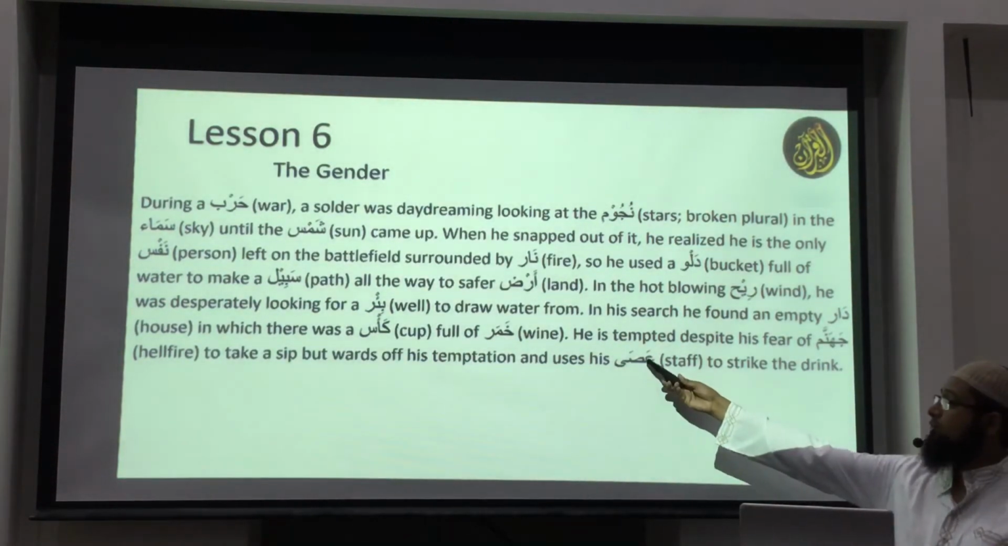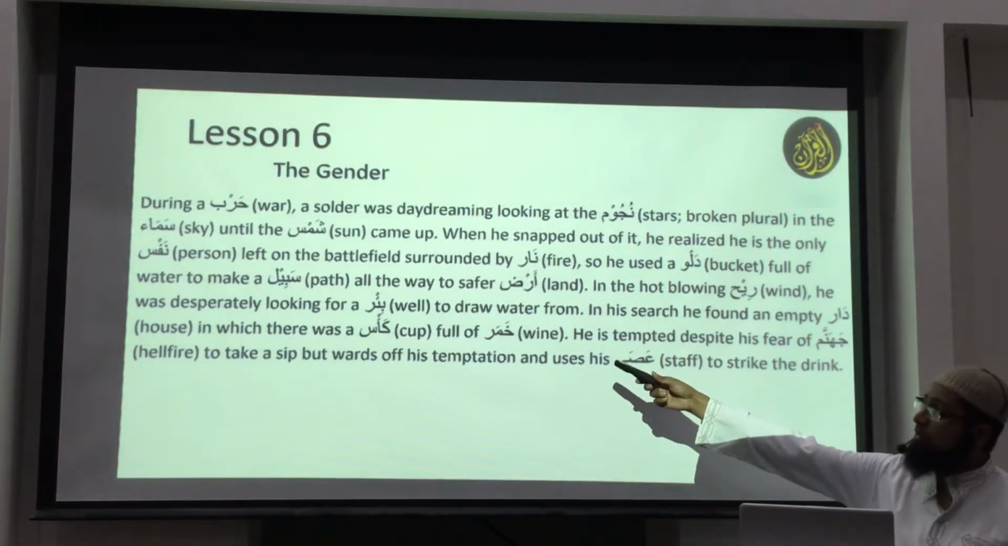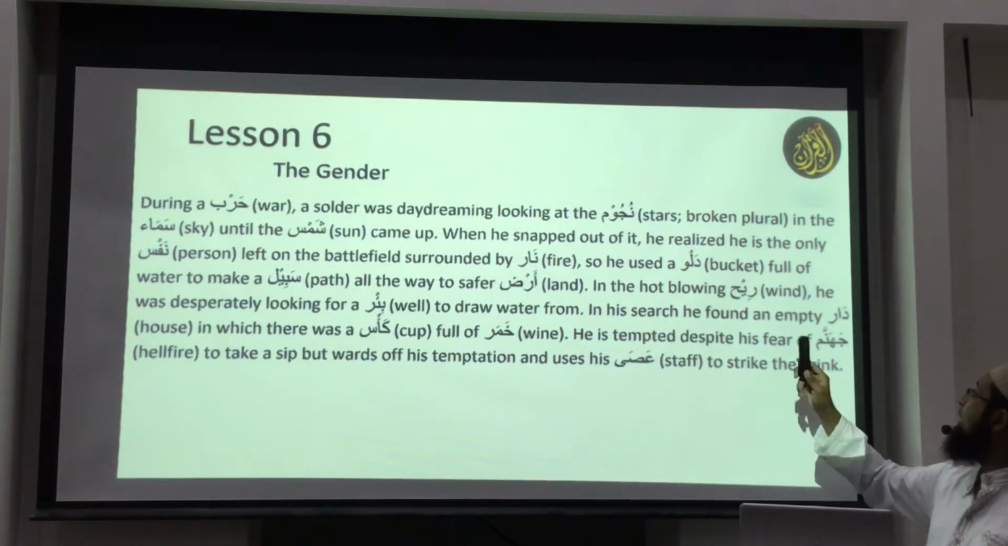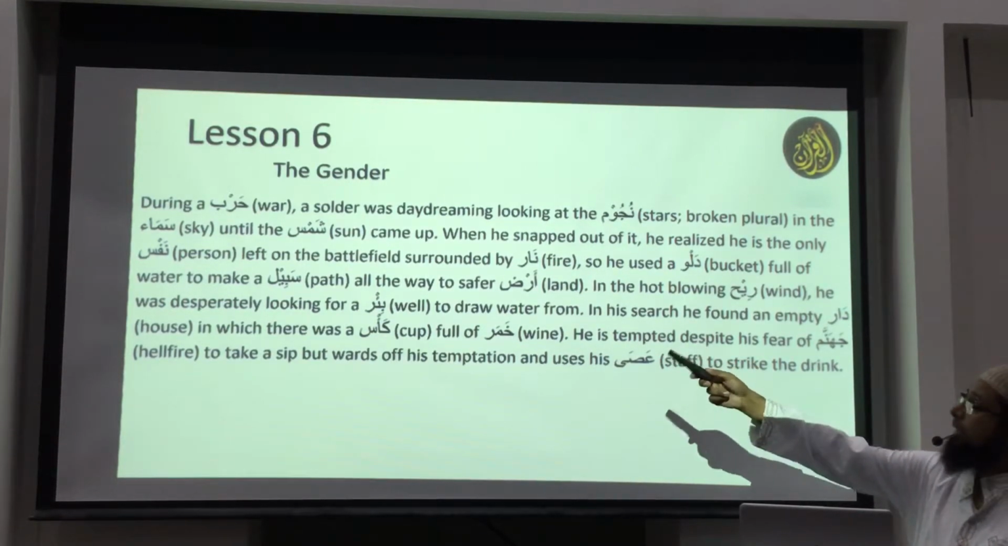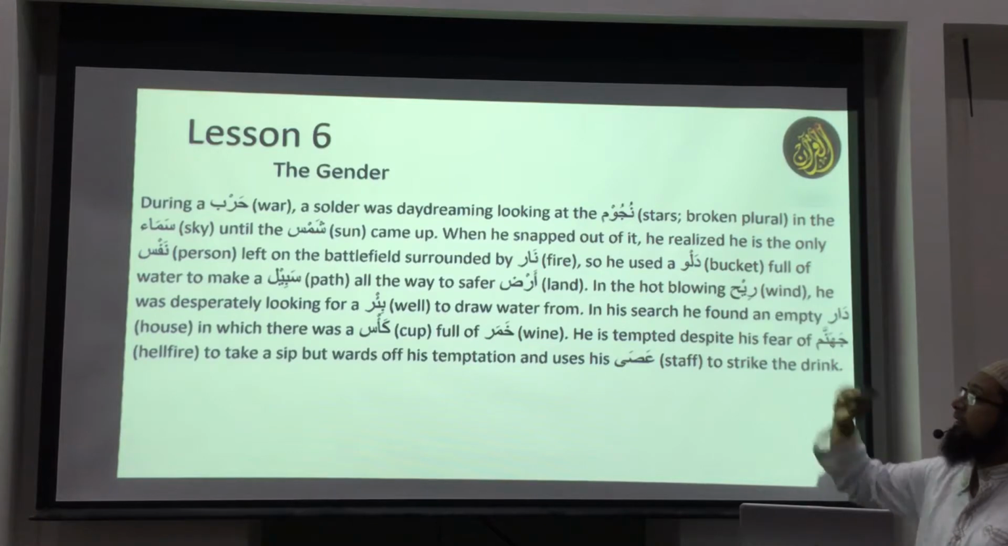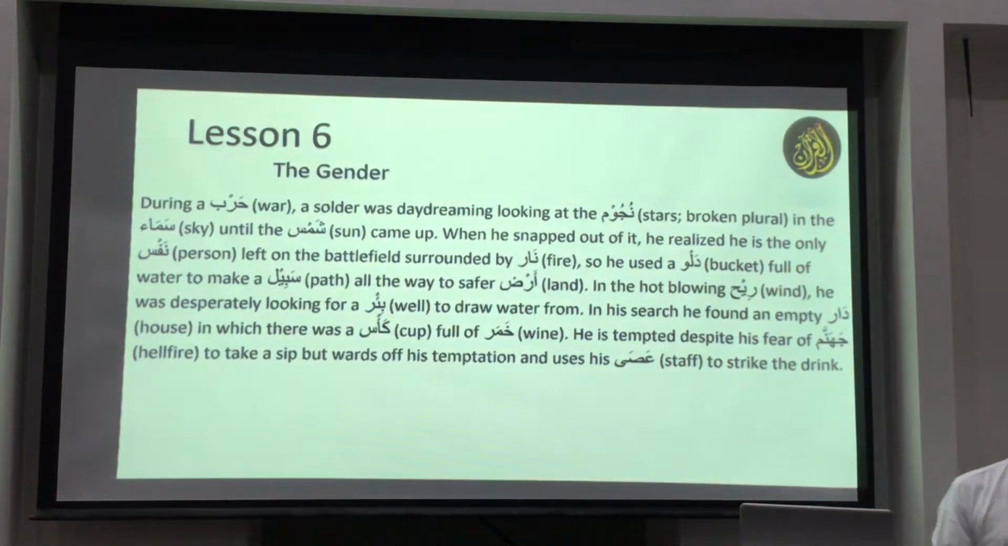Like asa means staff, okay. Khamar means one, ka'san means cup, okay. Dar means house, okay. Ard means land, sabil means path, dallu means bucket, okay. So all these are some words. So you must increase your vocabulary. I think all together in the 7 lessons, we probably have done more than 50 vocabulary, more than 50 words.